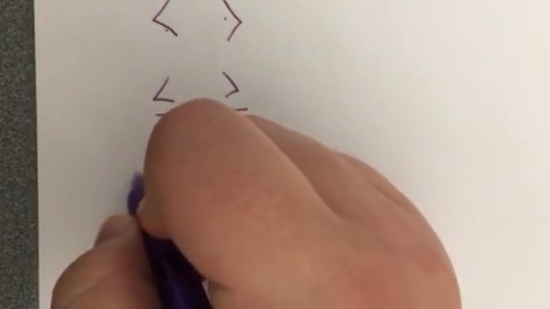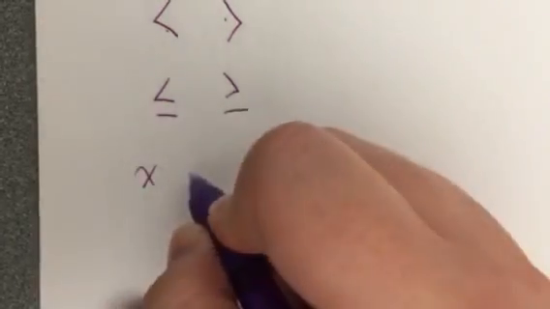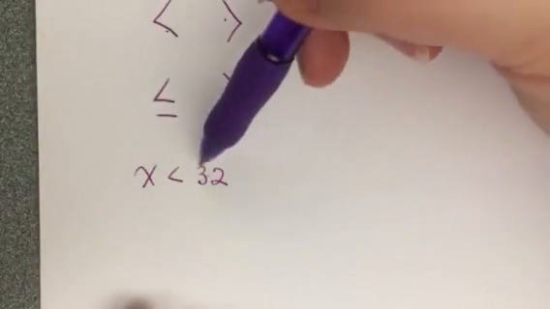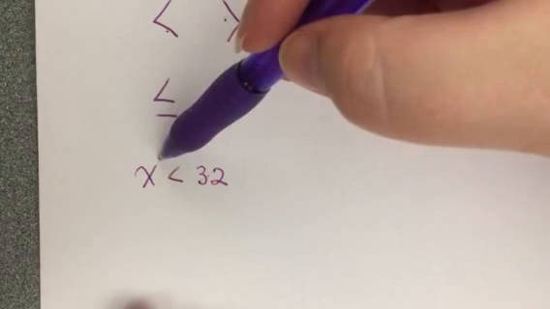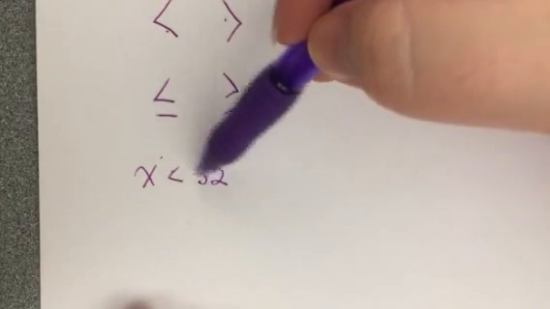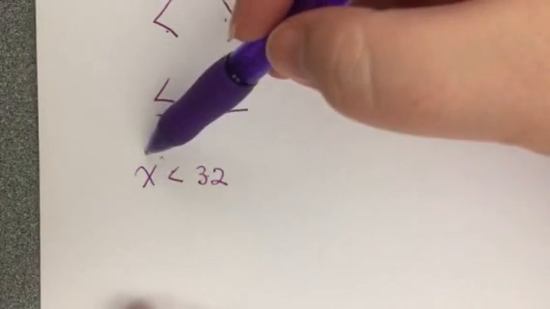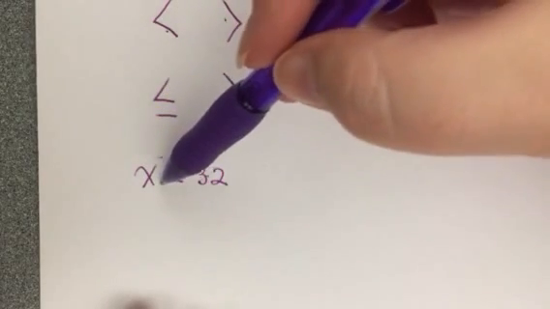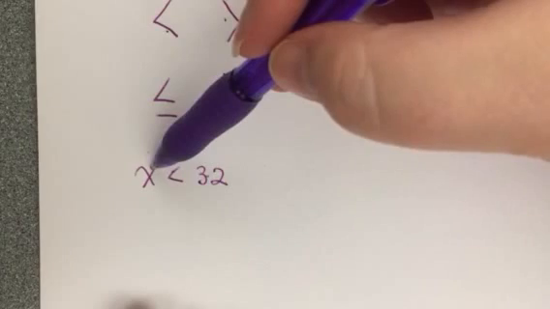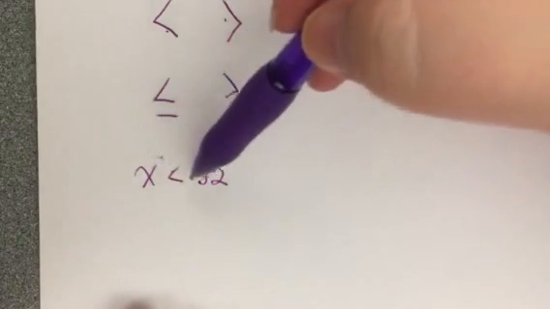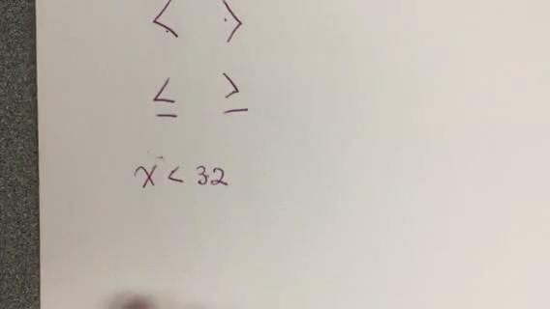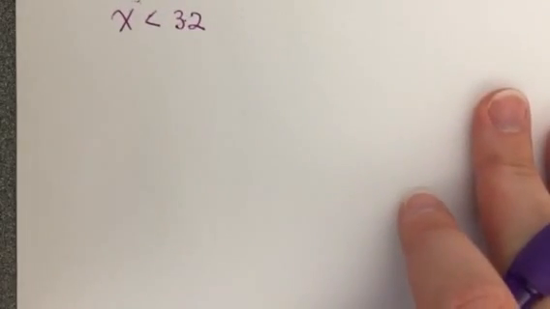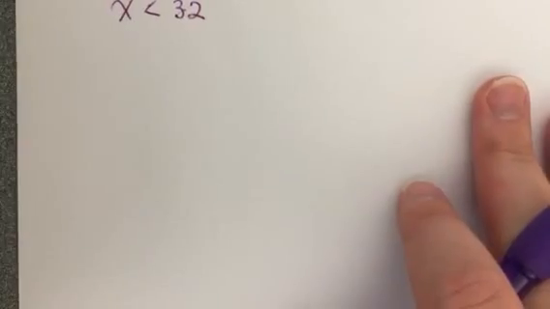So you always want to read an inequality and say x is less than 32, and that gives you a clear indication that x is going to be less than 32. So x could be 31, x could be 30, x could be 5, negative 42, whatever. But putting your variable on the left hand side just makes reading it out and understanding it a little simpler.